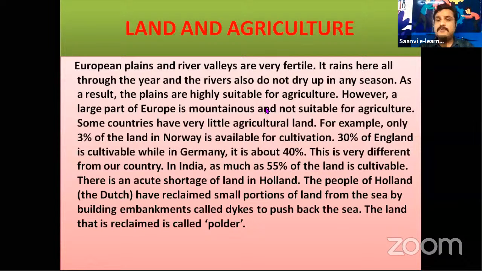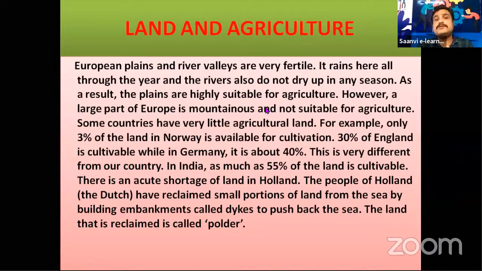See the difference. Now you have to remember our country and those countries. Here 70 to 80% is plain surface, even though water is very scarce in some regions, which we can adjust with borewell irrigation or other sources. This is very different from our country. In India, as much as 55% of the land is cultivable, when we compare all places of our country.